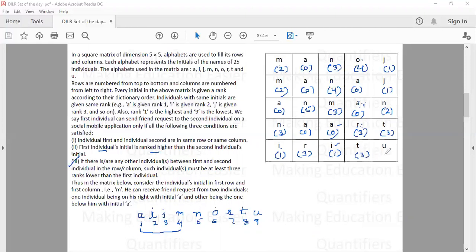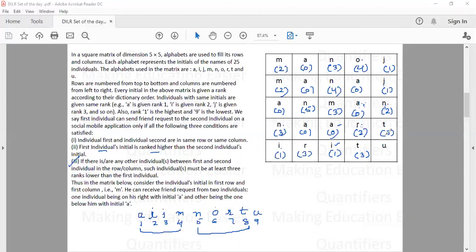Now this U. U is the person who can get the request from any of the remaining 8 people. So T can send the request to U. N can also send the request to U. Since N is ranked 5 and T is ranked 8, T is 3 ranks below N. That means this N can also send the request to U.